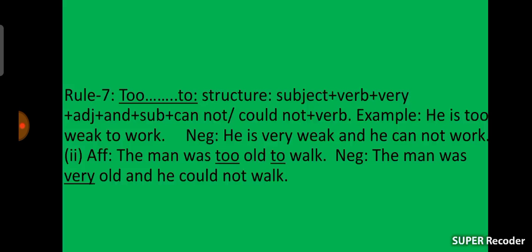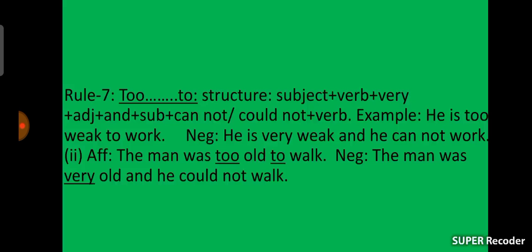Okay, let's see some examples. Affirmative: he is too weak to work. Here we should use very instead of too. He is very weak, and instead of to, he is very weak and he cannot work.